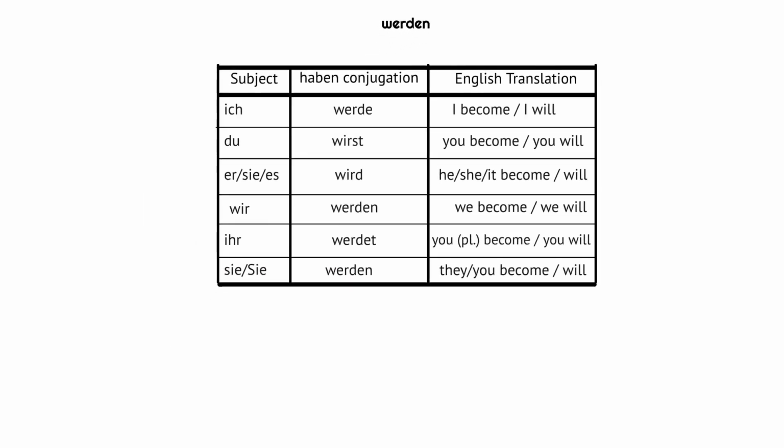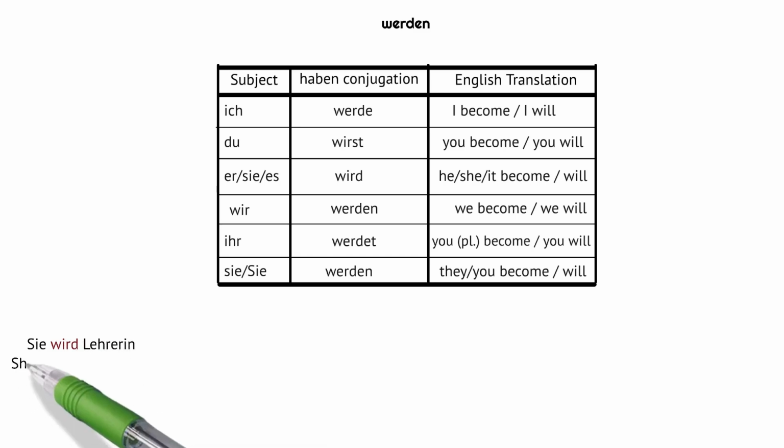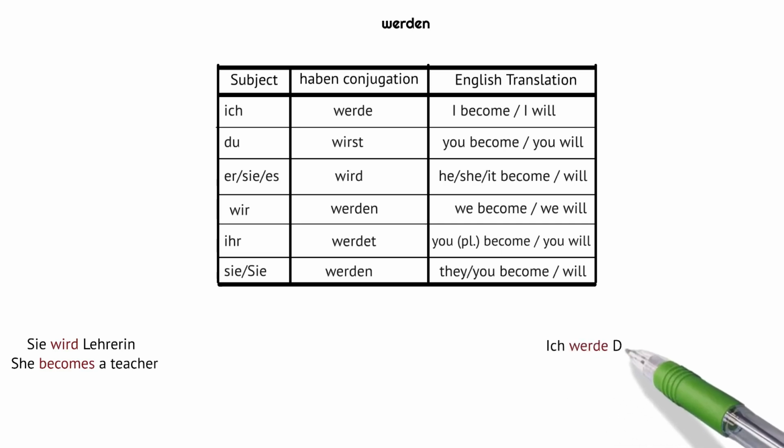Why is this verb so important? Because it does two jobs. It means to become, Sie wird Lehrerin. But its main job is to form the future tense, just like will in English. We use the conjugated form of werden with an infinitive at the end. Ich werde Deutsch lernen.